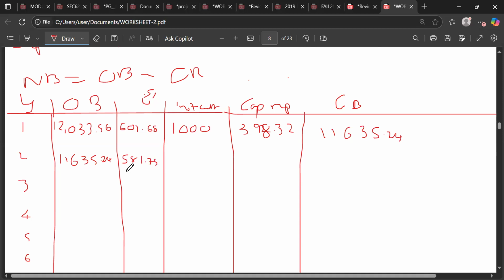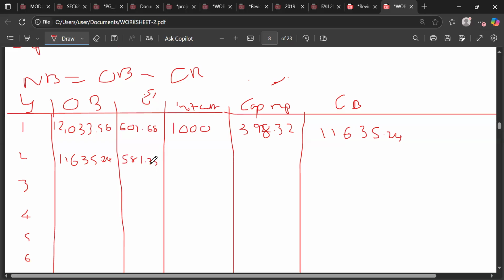Just hold on, sir. Yes, sir. The closing balance, I think let's try to recalculate it. I said closing balance is opening balance minus capital repaid. I think the total is wrong. Okay, let me try. 12,033.56 minus 398.32. It's actually correct. Oh, okay. Yes, yes.